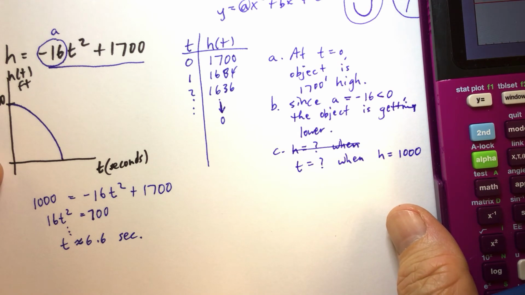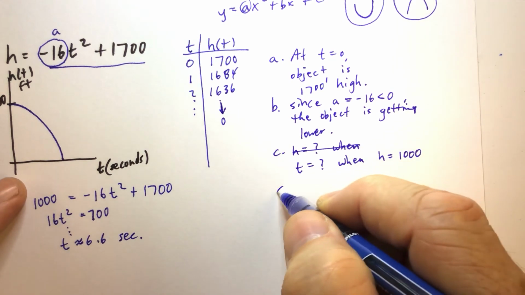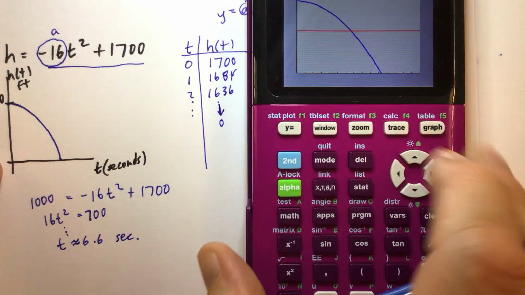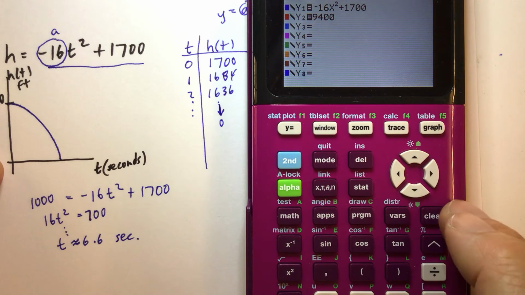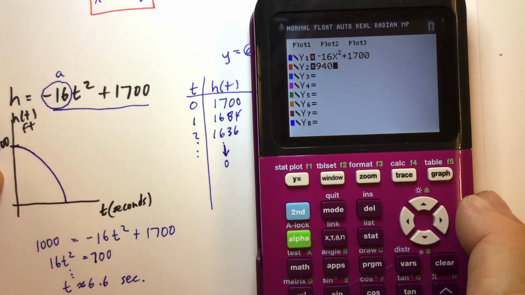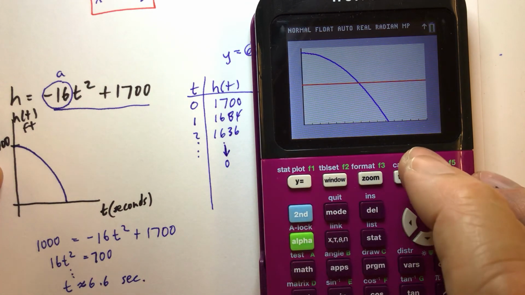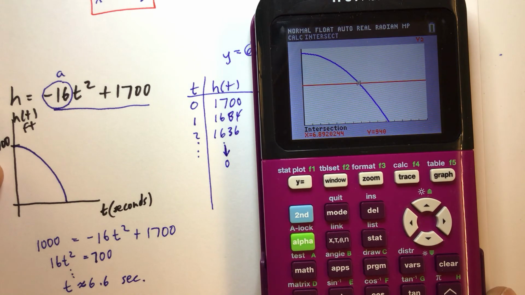Okay, I guess I'll just finish it up here. So part D, when will the object be 940 feet above the ground? Well, we do the same exact thing. We just change the 1,000 to the 940 and make sure we don't put anything up but that. So 940. And then the red line is y equals 940. And if we figure out where they intersect, you would see that they intersect at let's call it 6.9 seconds.